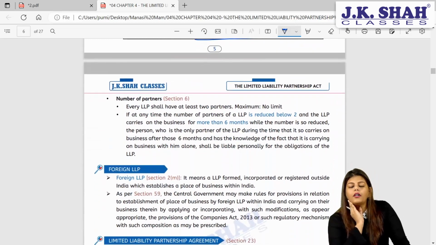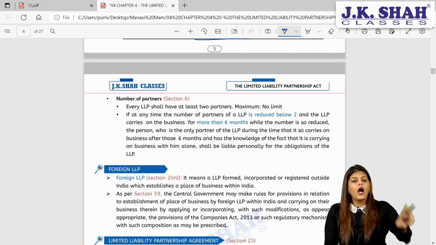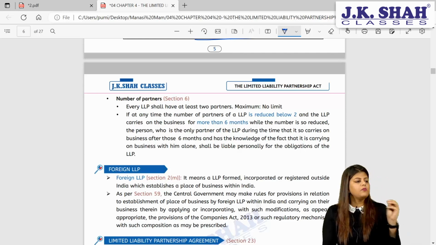Now, number of partners, which we discussed, there are 2. But what if one partner dies? LLP is not going to dissolve because there is perpetual succession. So, out of 2, if one dies, let's say Mansi and Mr. X, we both are partners of LLP.